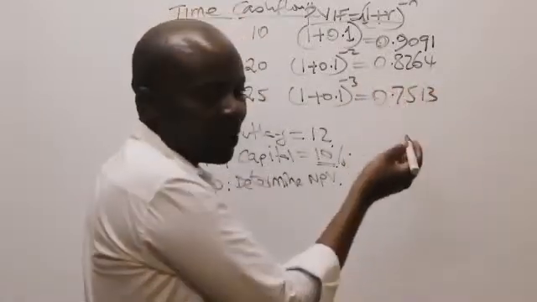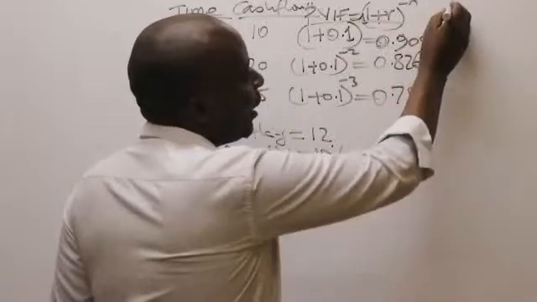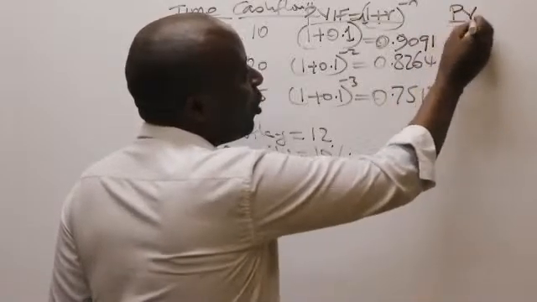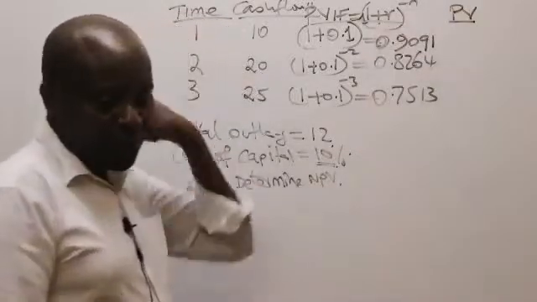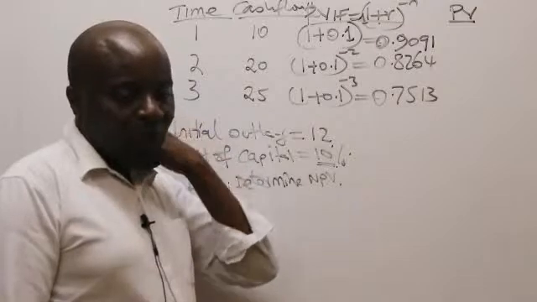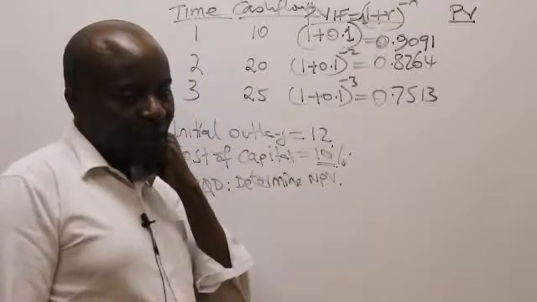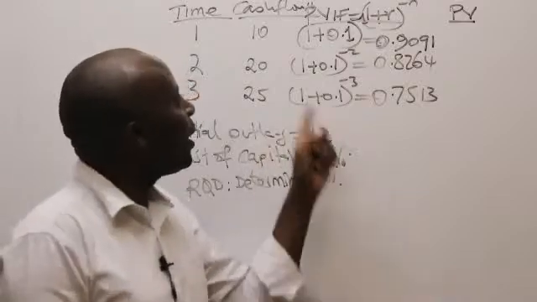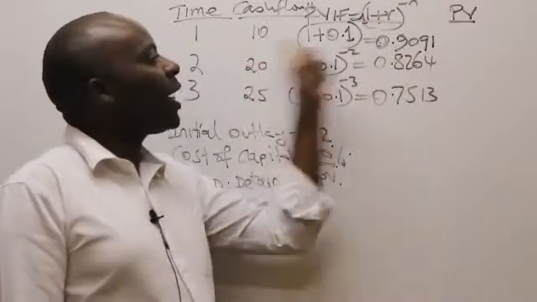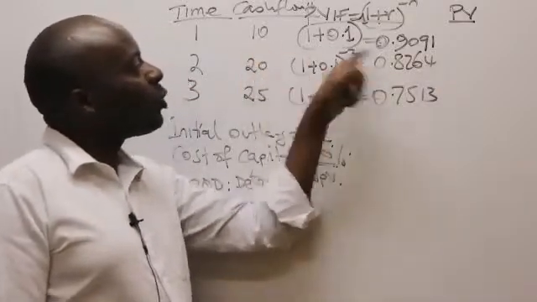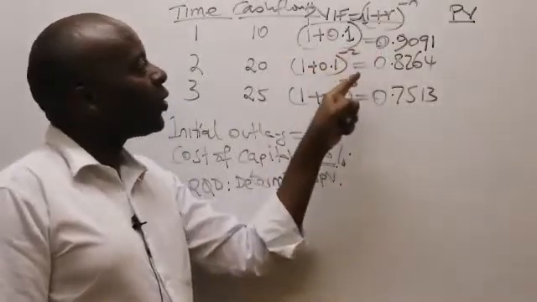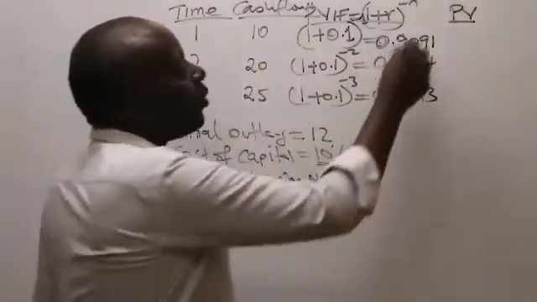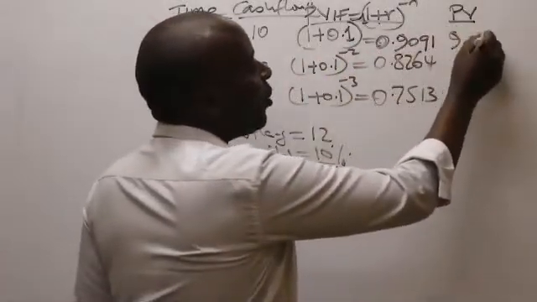The next thing that we need to do after you get the discounting factors is to create the last column of present value. So present value, what are we doing? We are taking the cash flows, discounting them. You take the cash flows multiplied by the discounting factors. So 10 times this one here will give me 9.091.